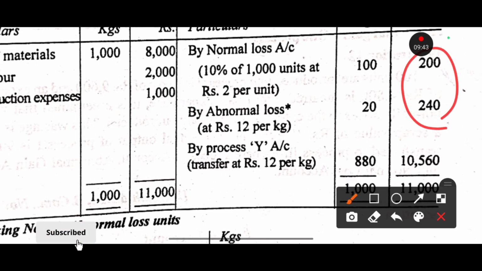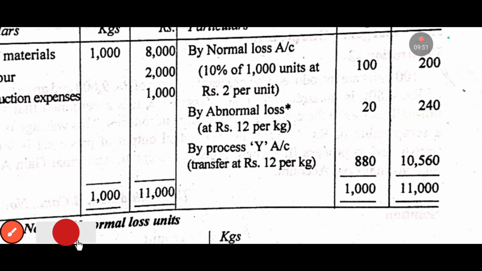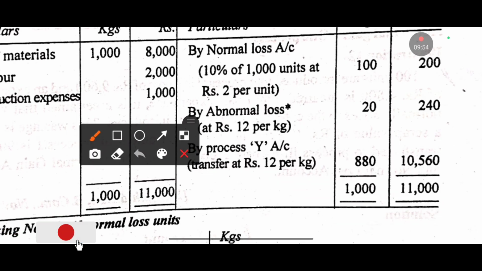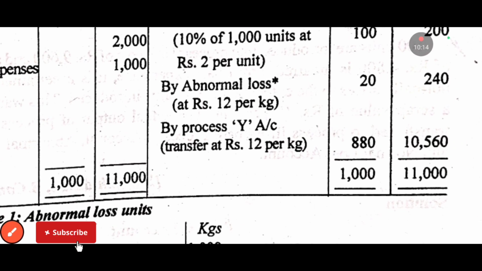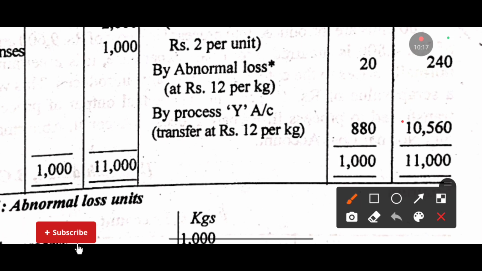add the creditor side total. So 200 plus 240, you will get 440 rupees creditor side total. Then it is to be subtracted from the total cost. So 440 subtracted from 11,000, the total cost of the process X account, you will get the output value 10,560. So the output value is 10,560, and the actual output we have is 880 kilos.